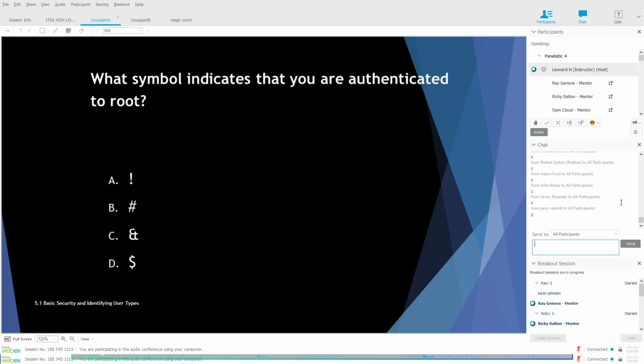What symbol indicates you are authenticated to root? All right. What is the easy way to remember this? The dollar sign looks like an S. That means you're a standard user. So S for standard.